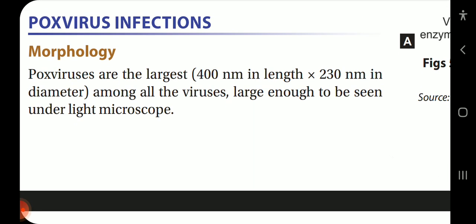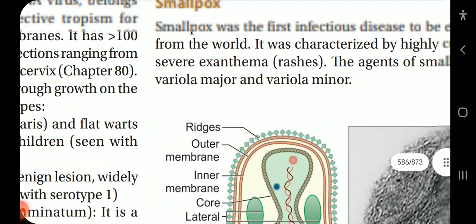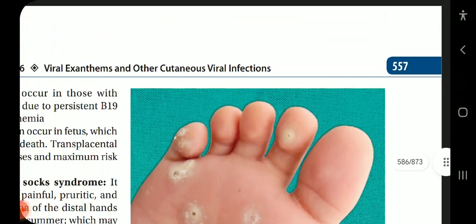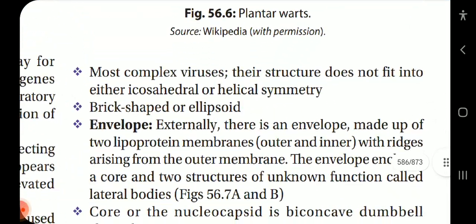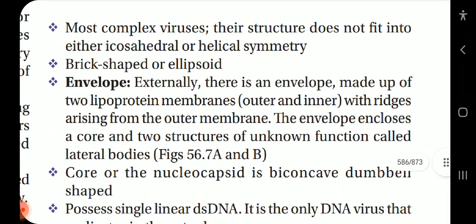Morphology. Pox viruses are the largest, 400 nm in length by 230 nm in diameter among all the viruses, large enough to be seen under light microscope. In this figure, we can see the plantar warts. Most complex virus, their structure does not fit into either icosahedral or helical symmetry, brick-shaped or ellipsoid.